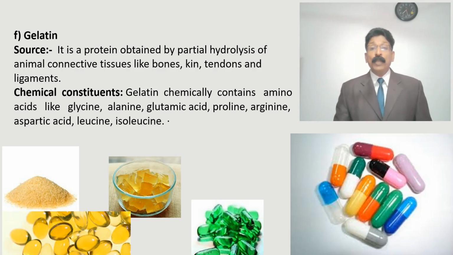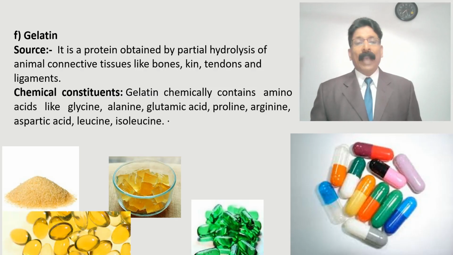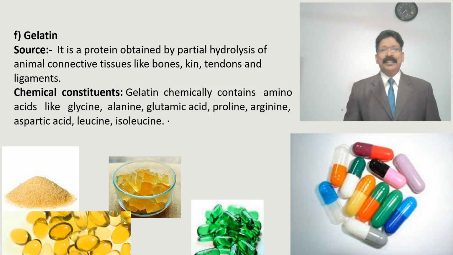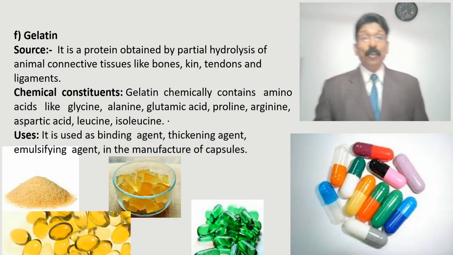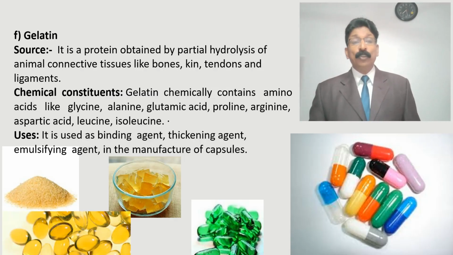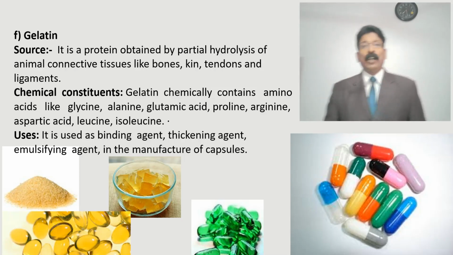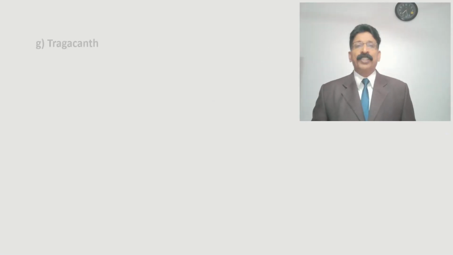Chemical constituents, gelatin chemically contains amino acids like glycine, alanine, glutamic acid, proline, arginine, aspartic acid, leucine, isoleucine. Commonly, it has all the aliphatic amino acids or essential amino acids. So interesting the uses of gelatin. We know that it is used as a binding agent, thickening agent, emulsifying agent, and it is for manufacturing of soft gelatin capsules and hard gelatin capsules as shown in the picture.